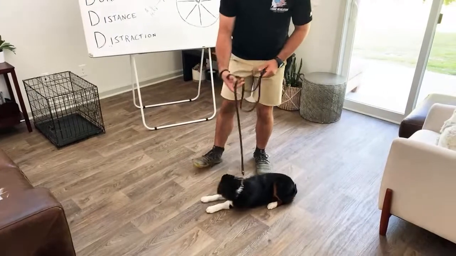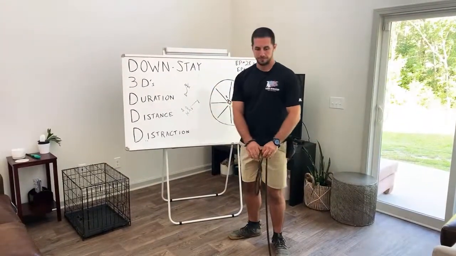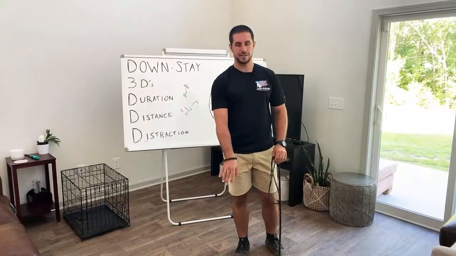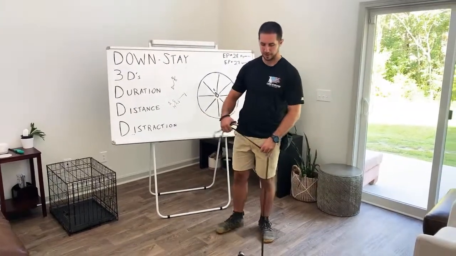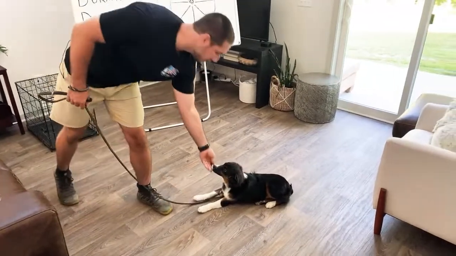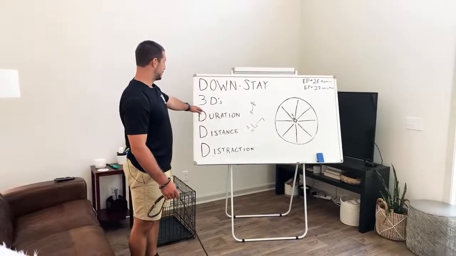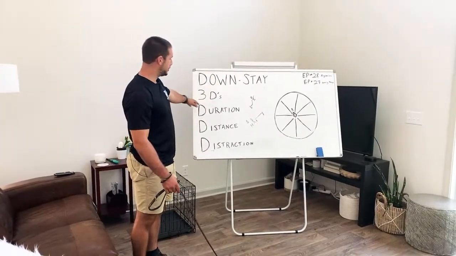Good. As soon as she goes back into that down position, because we did duration, right? As soon as she goes back into that down position, I just go right back into my wagon wheel drill, my distraction drill. Good, okay? Hope that makes sense. Let's say you're at the beginning of your downstay training, you're on the duration piece.